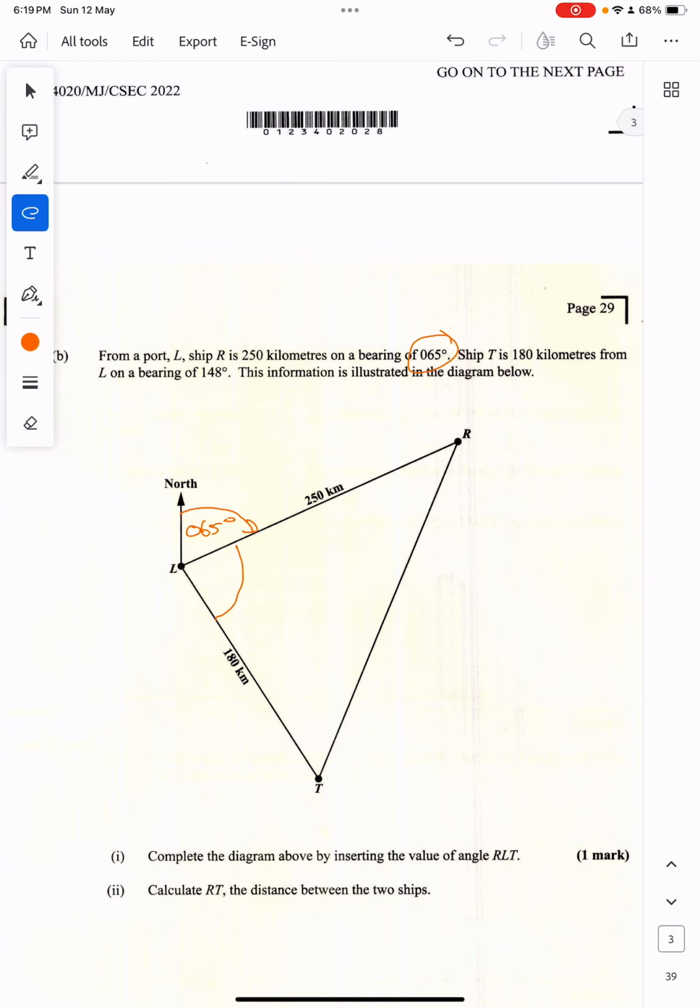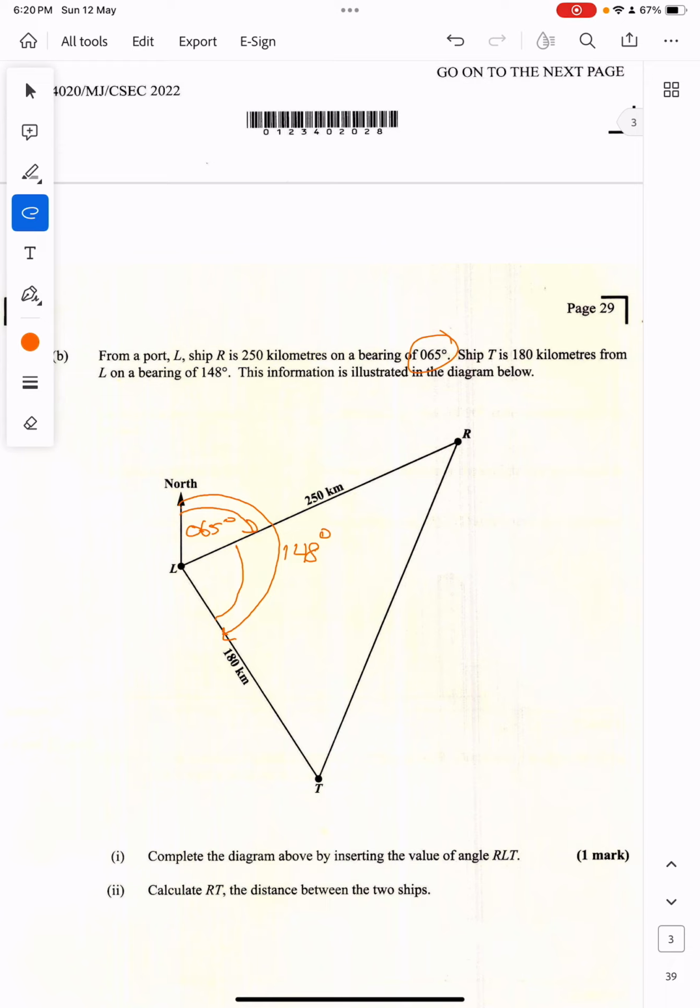And then we are told that ship T is 180 kilometers from L on a bearing of 148. So remember, it is from L, right? It doesn't continue from where we stopped for R. It's coming from L, and this is going on a bearing of 148 degrees. So this here is 148 degrees to T. Right, and now we're being asked to complete the diagram above to insert the value of angle RLT.